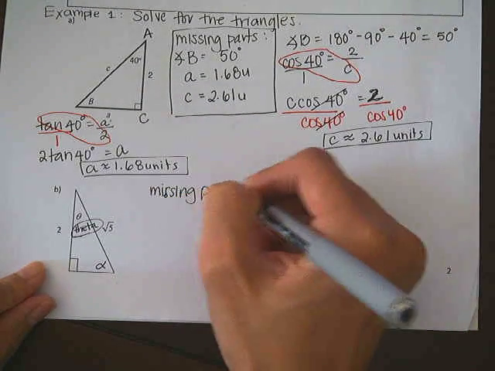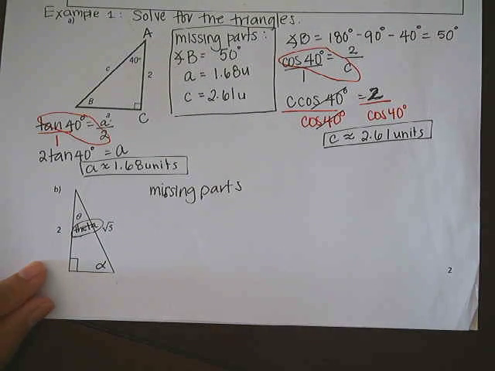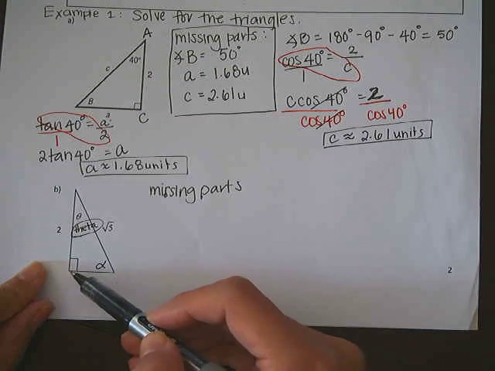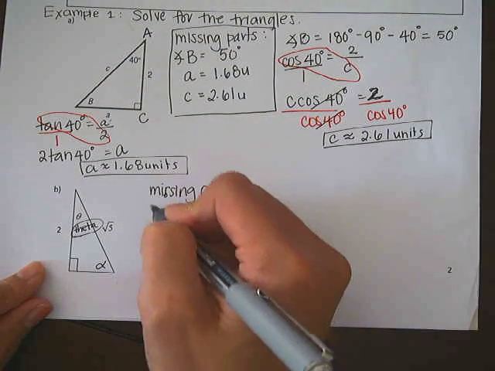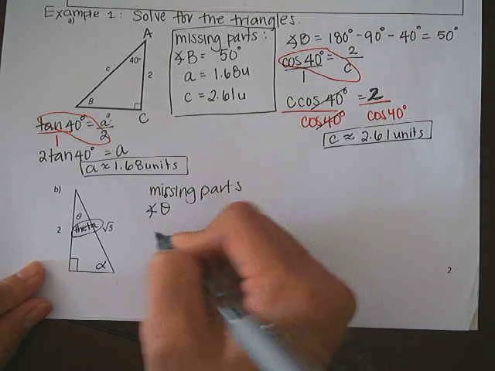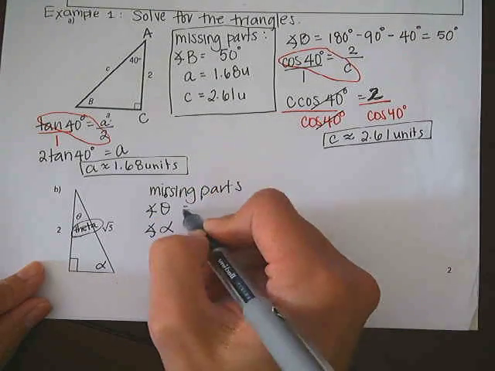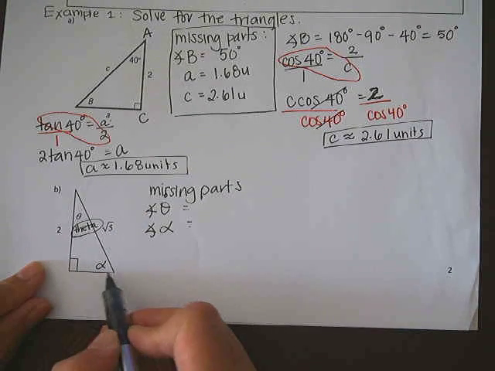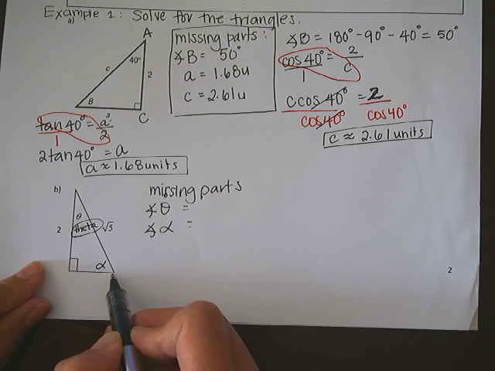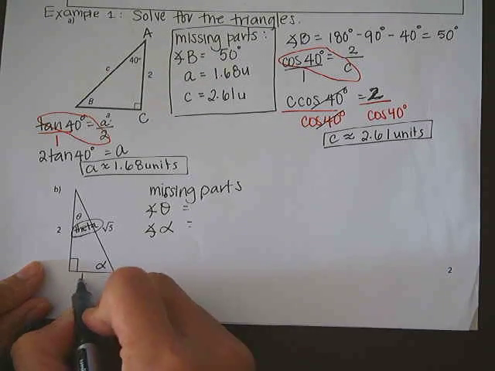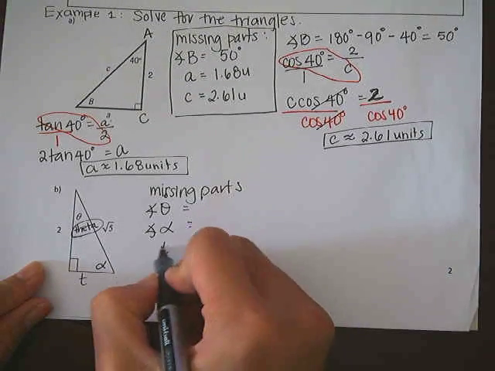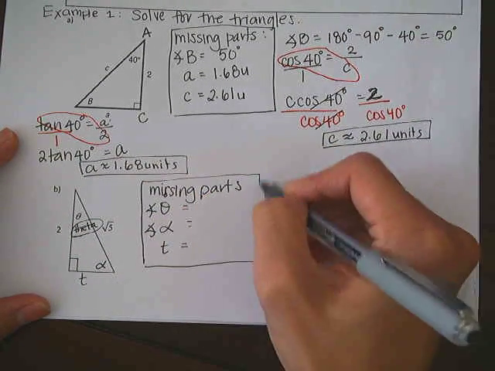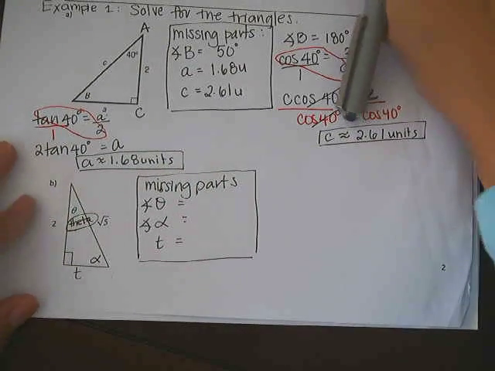I'm gonna set this up for you, and then your job is to find it on your own. I'm missing this angle, this angle. This is known. This is 90 degrees. Okay, so missing parts are angle theta, angle alpha. Okay, this leg is known, the hypotenuse is known. Since this leg is not labeled, you're gonna label it. Let's call it T. Okay, so leg T, it's unknown. So these are the 3 missing parts. All right, we'll box that up, and then your job is to find those 3 missing parts.